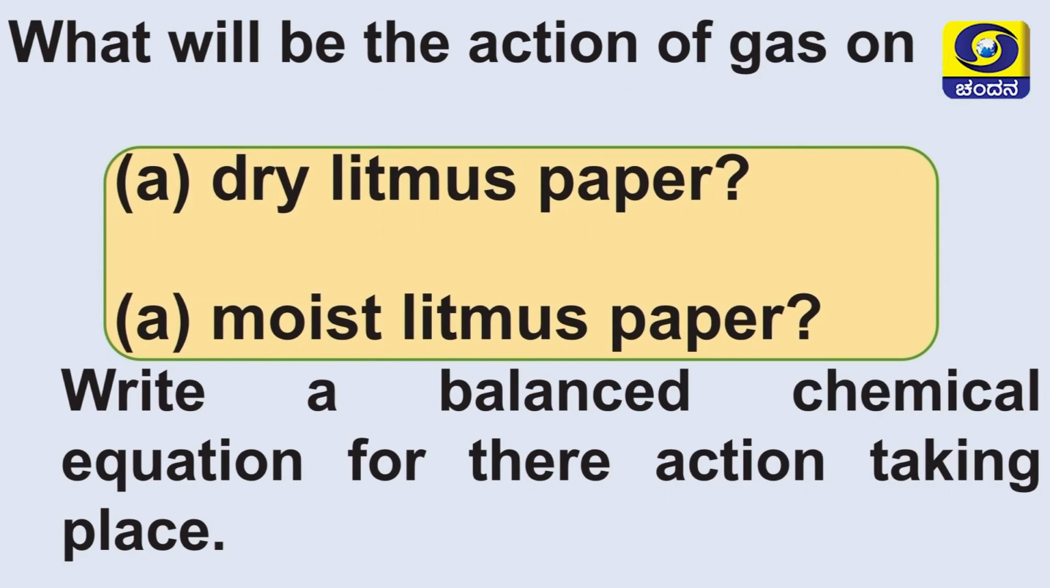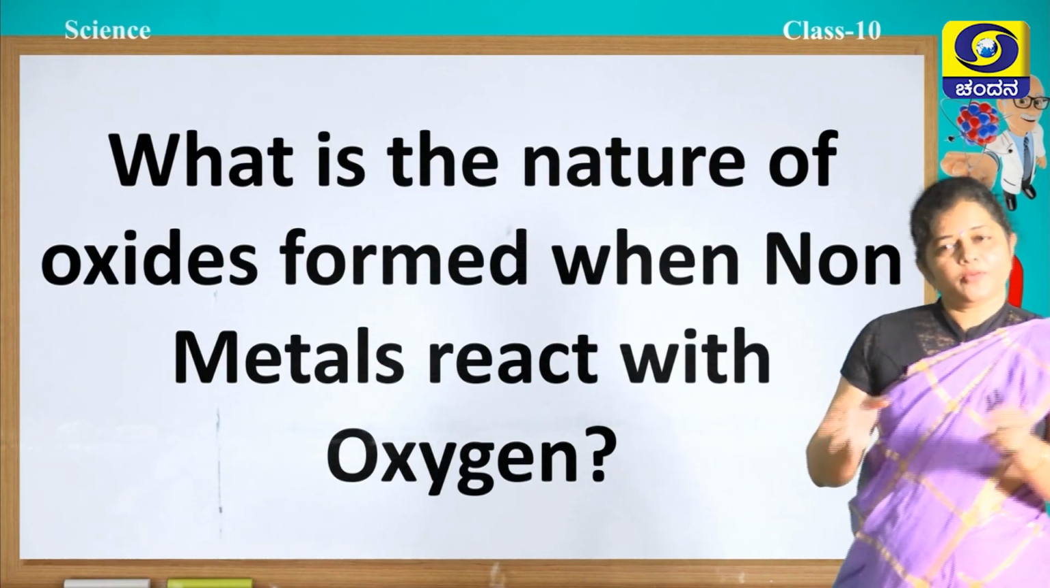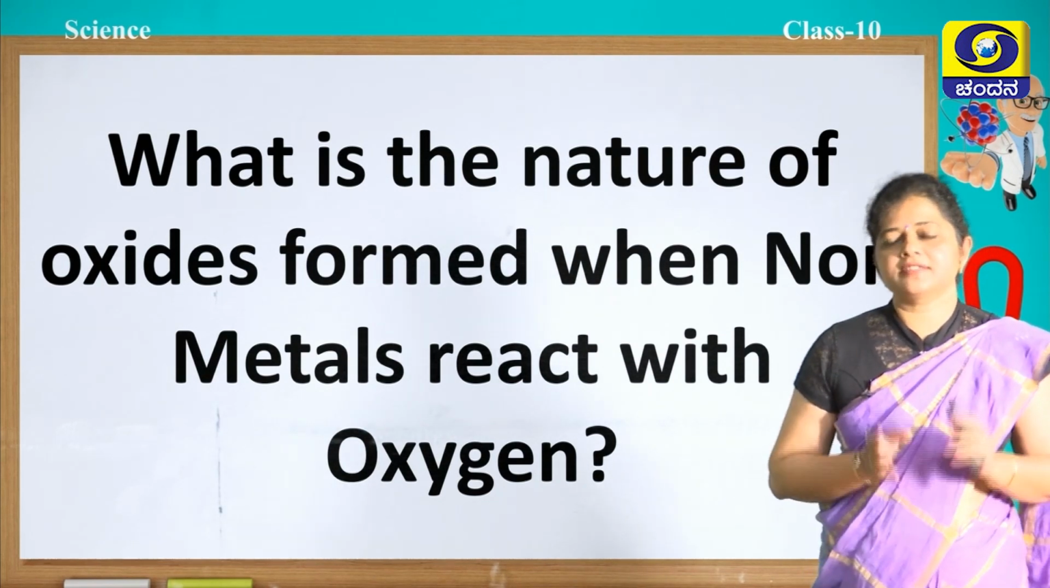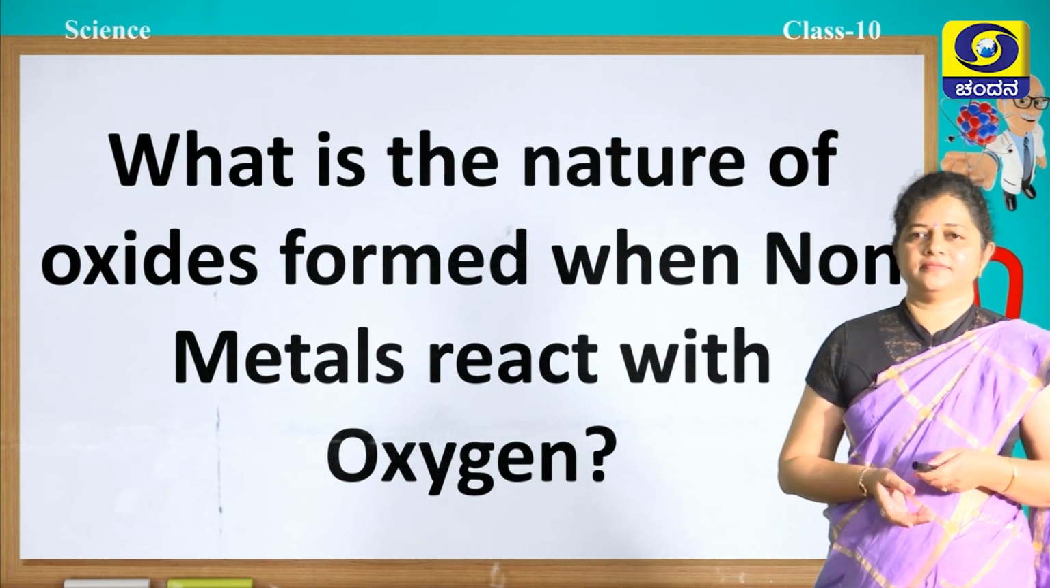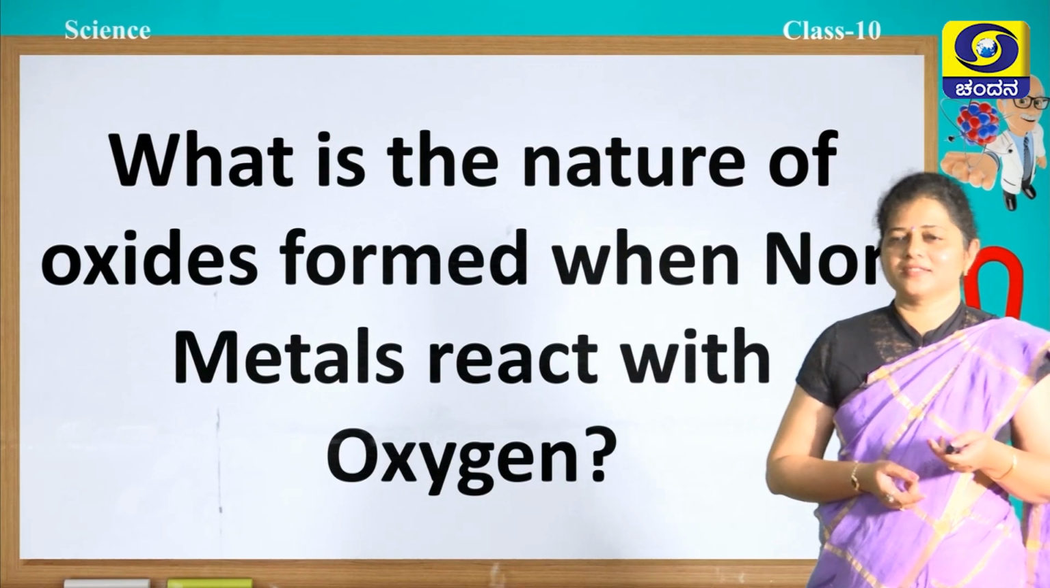Another question, what will be the action of gas on the dry litmus paper and moist litmus paper? Write a balanced chemical equation for the action that is taking place there. Now another question, what is the nature of the oxides formed when the non-metals react with oxygen? I hope you remember that when you went through the lesson.